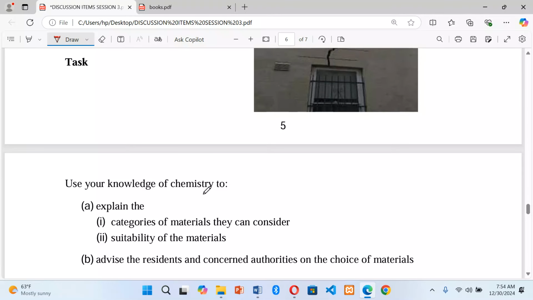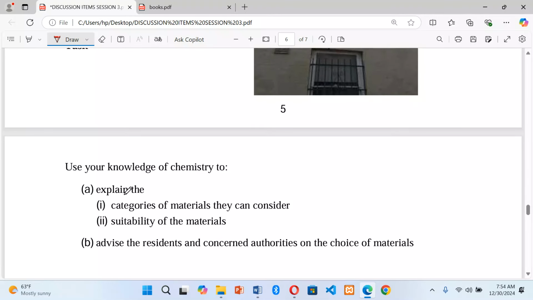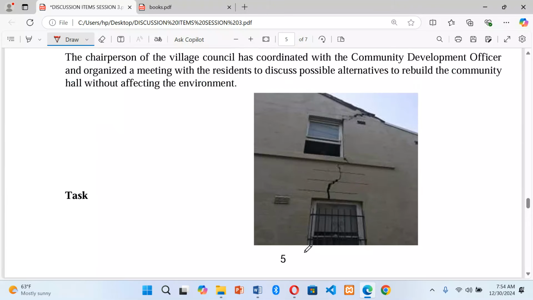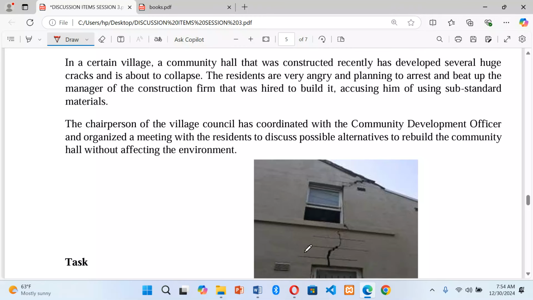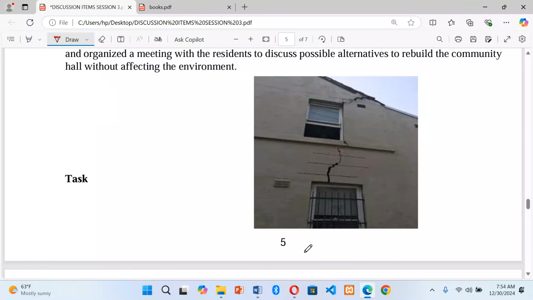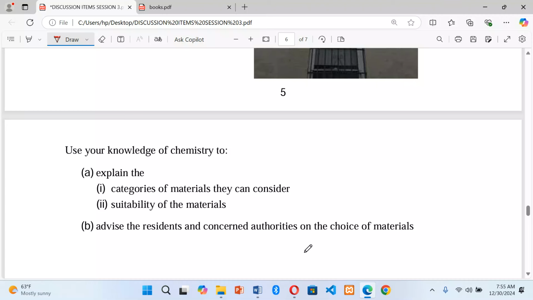Now they're saying task: use your knowledge of chemistry to explain the categories of materials they can consider, and the suitability of the materials. Part B, advise the residents and concerned authorities on the choice of the materials. So when you look at this scenario, they want someone to pick out the material they can use, and this material should not be affecting our environment. So which kind of material can we use? They want the category of the material. We said in categorization, we look at the category, we give the reason, and we give the example.